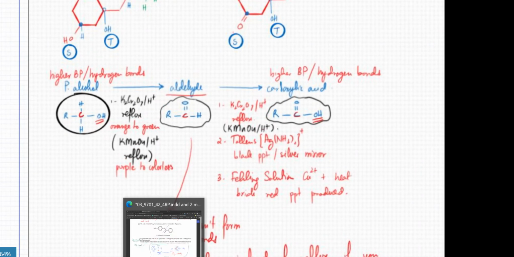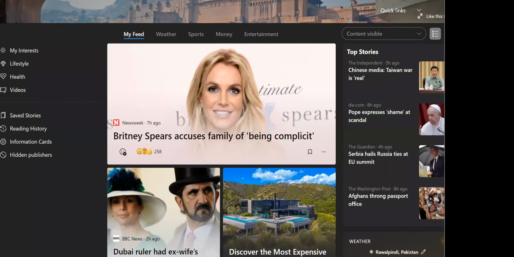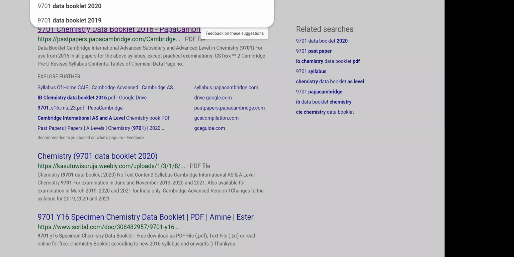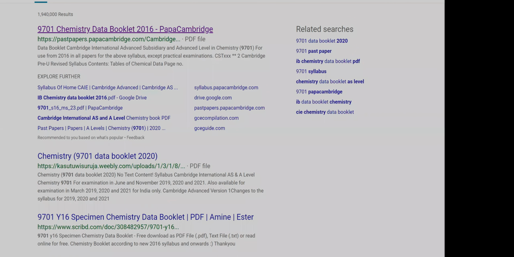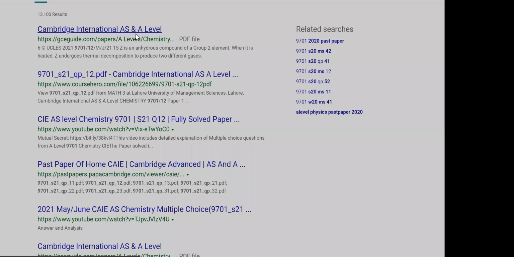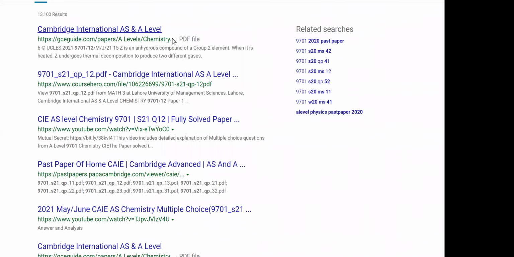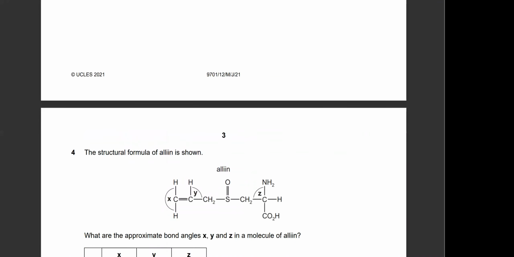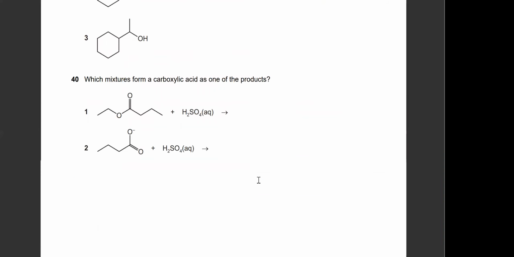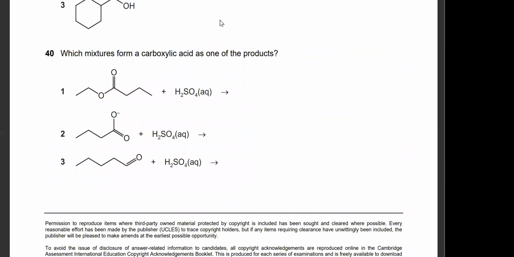So for the rest, we'll do a few organic questions. Just a second. 9701. So I think we were doing, which paper were we doing? I think S21. Okay, this is summer 21, and we're going to do the organic ones. March 21. Okay.